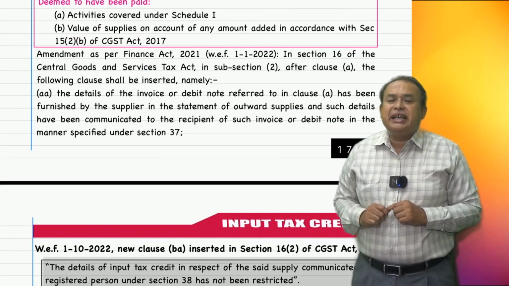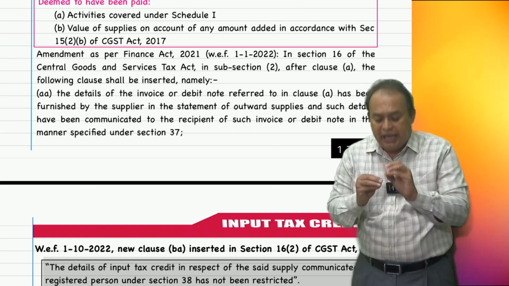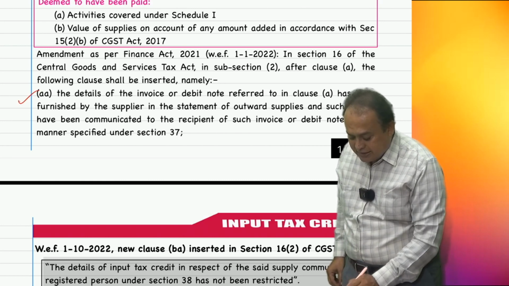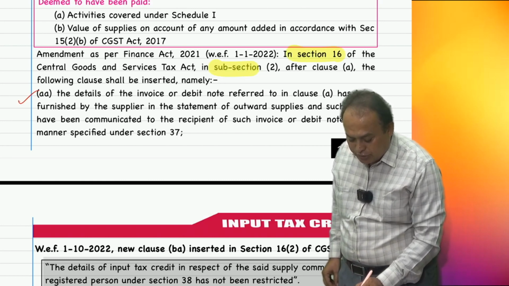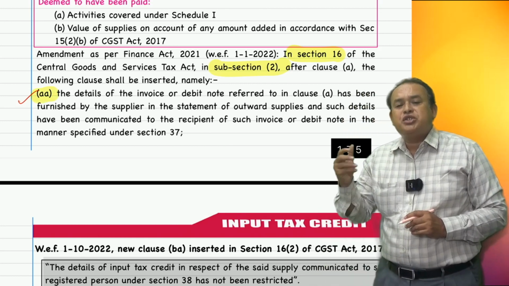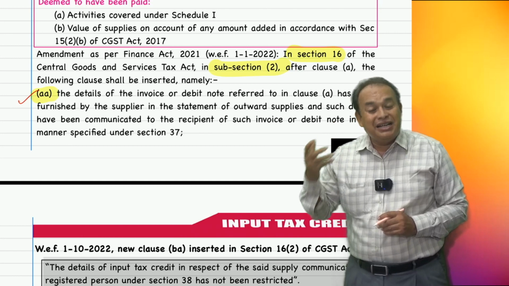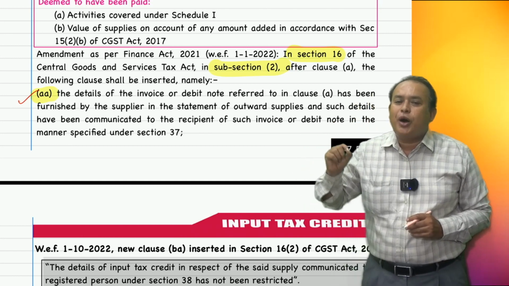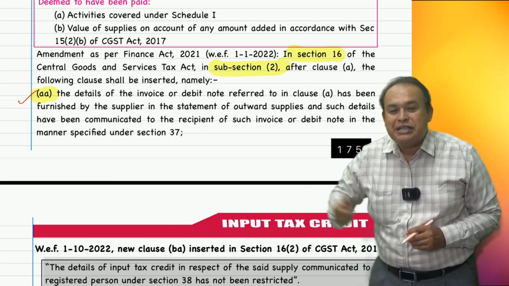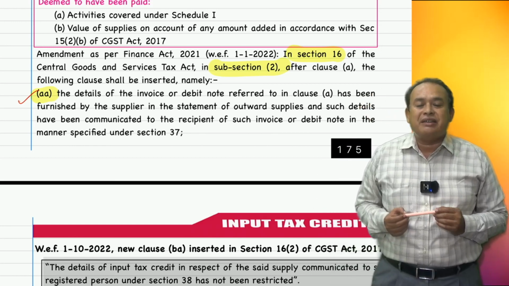Section 16 subsection 2, further they added here clause AA. Clause AA has been added. Section 16 subsection 2 clause AA says that the details of the invoice or debit note referred to in clause A have been furnished by the supplier in the statement of outward supplies, and such details have been communicated to the recipient of such invoice or debit note in the manner specified under section 37.